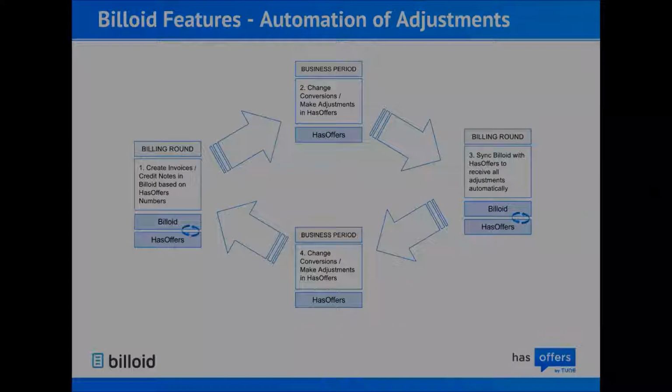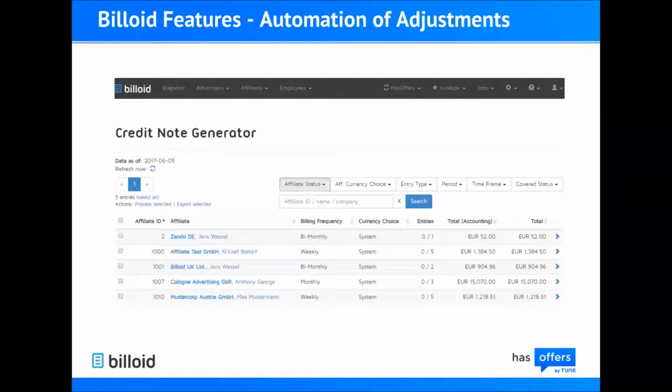And now we take a look at the platform. So how does Billoid reflect this within the application? We will now take a closer look at the affiliate side. The advertiser side, just for the record, is working the same way technically. So here on this screenshot, you see the credit note generator that provides you with all the unaccounted data that you owe to your publishers.